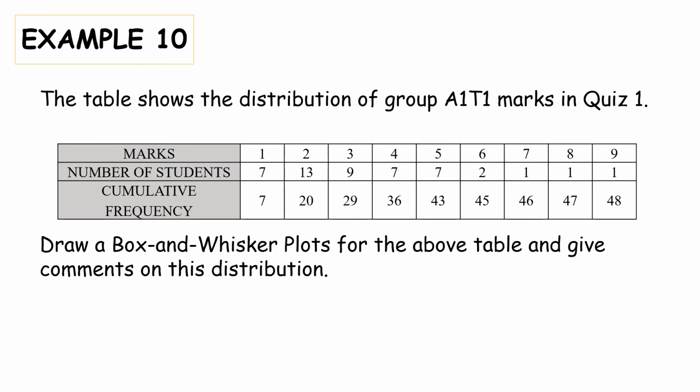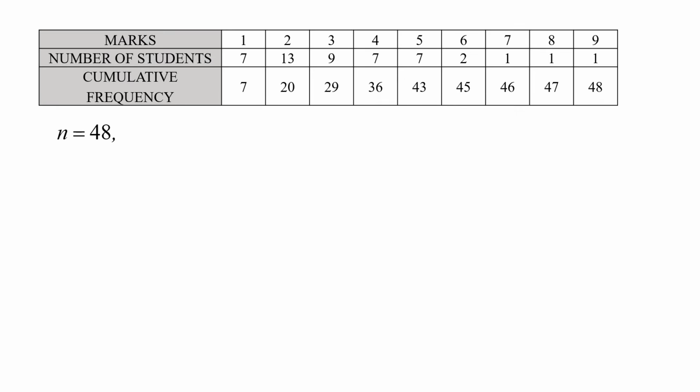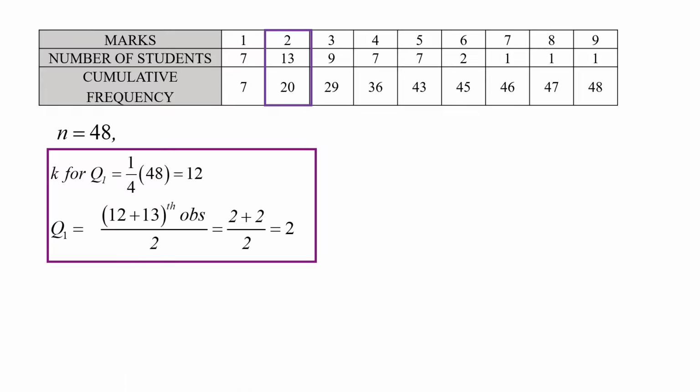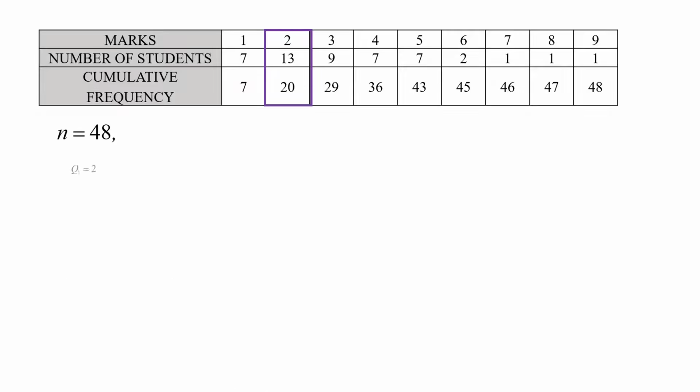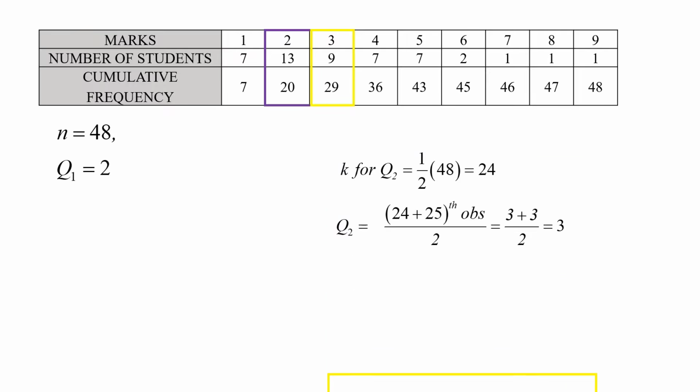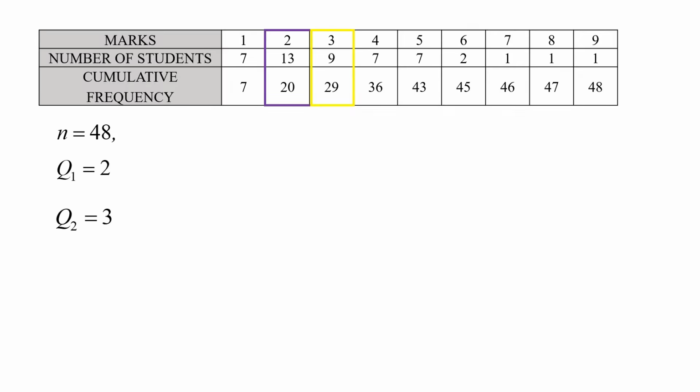Now let's try to draw a box and whisker plot for the above table and give comments on this distribution. The total number of students is 48. 1/4 of this data is at the 12th observation. But since this is an integer we have to find the mean of the 12th and 13th observation which is 2. Therefore Q1 equals 2. To find Q2 we will take 2/4 of the data which is the 24th observation. Since this is an integer we have to find the mean of the 24th and 25th observation which is 3. Therefore Q2 equals 3.